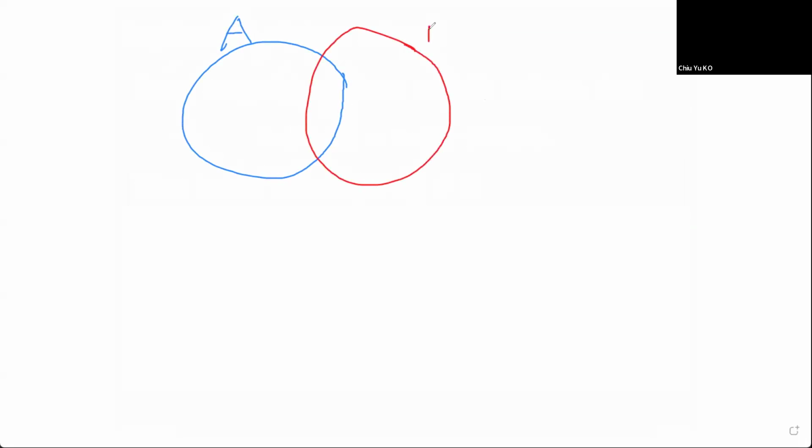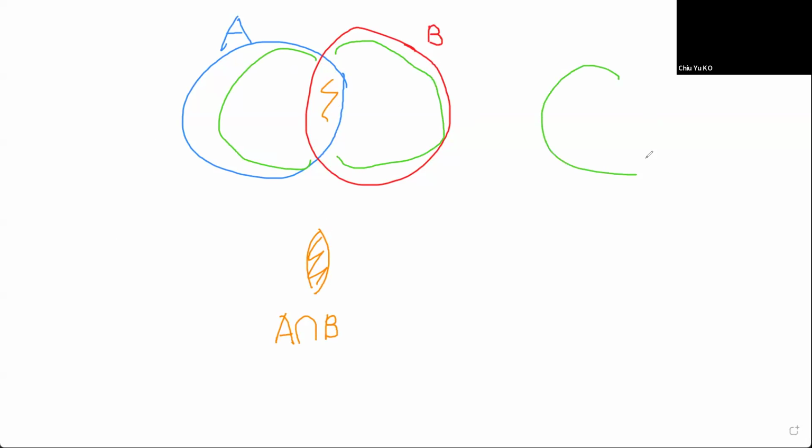The red is B. Okay? And what happened is, the inside guy is A intersect B. And the green guy, or I draw it this way, it's a heart-shaped region, is A union B. Okay.